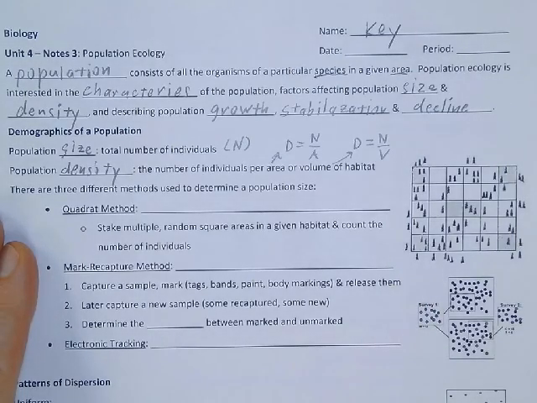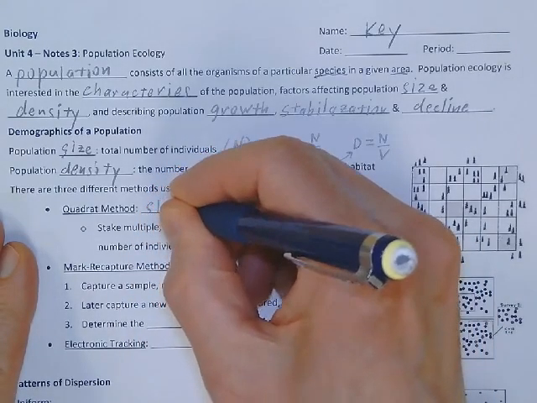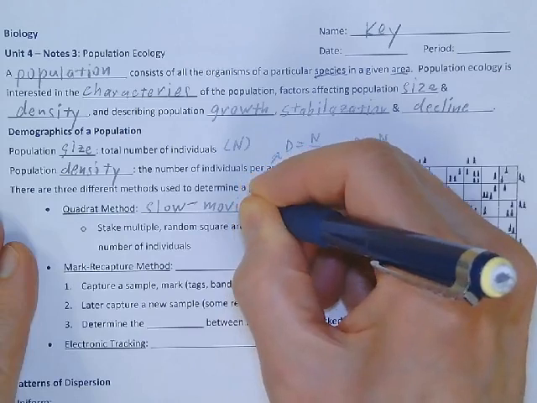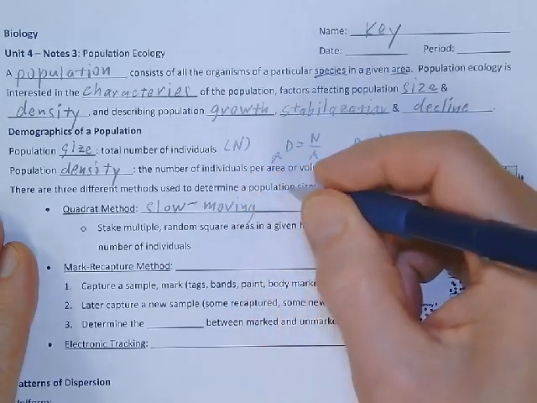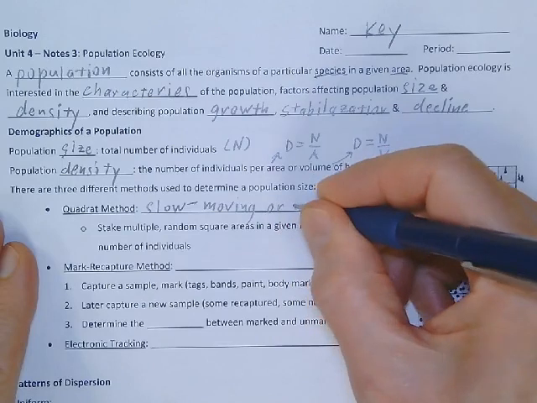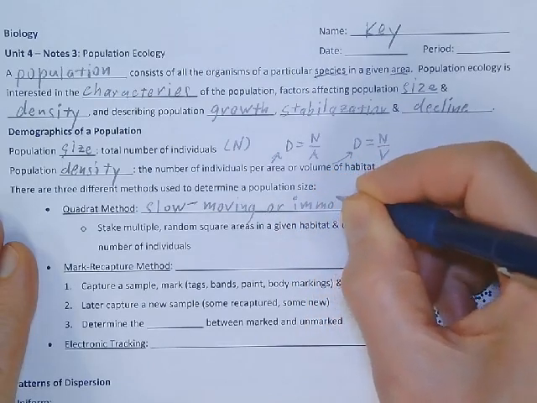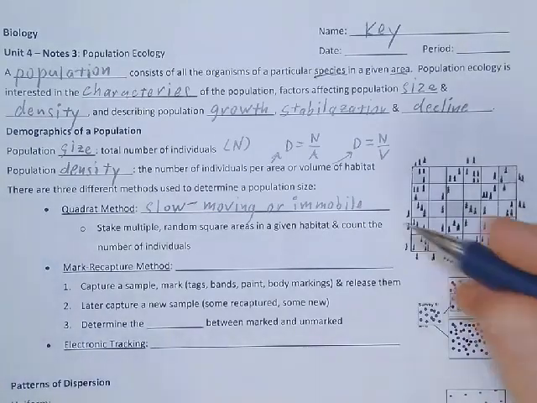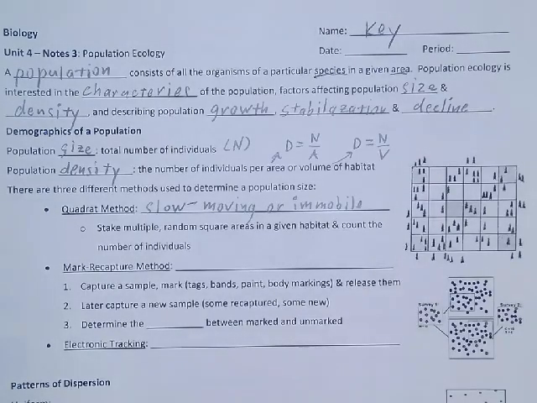We have three tools, methods we use to determine population size. One is the quadrat method. And this works when you have very slow-moving or immobile organisms. So, for instance, trees, those would be immobile. Something like slugs, they're slow enough that they won't have moved much when you do it.